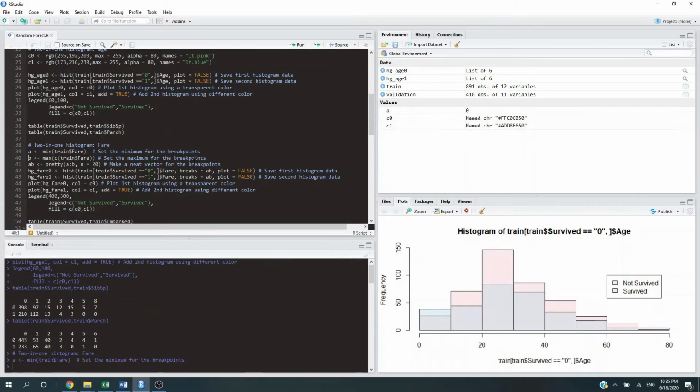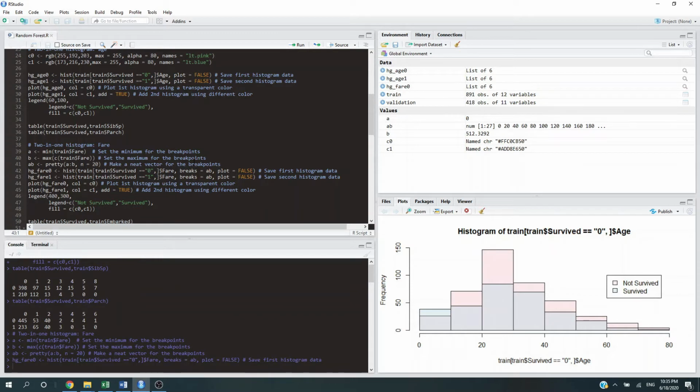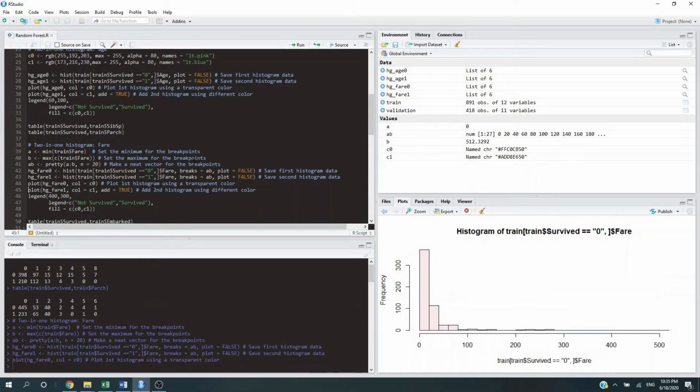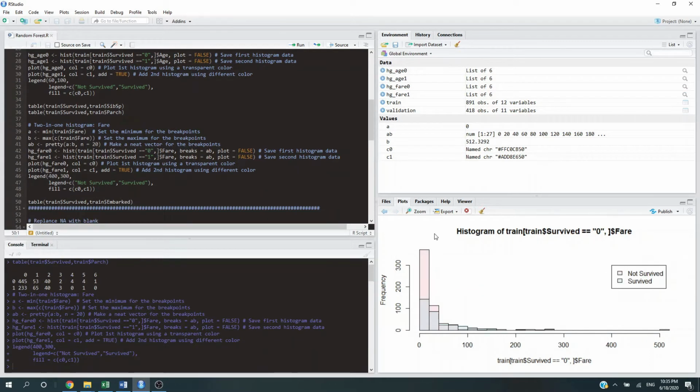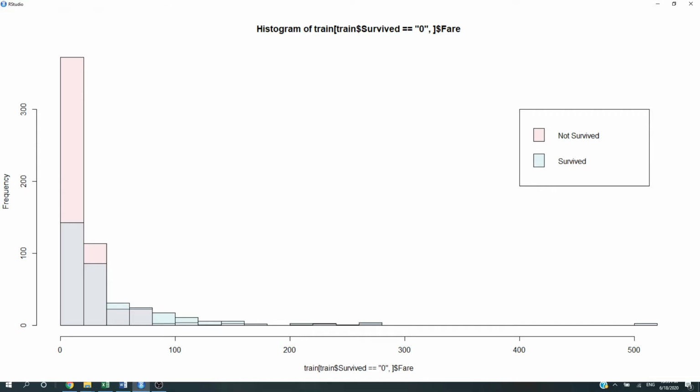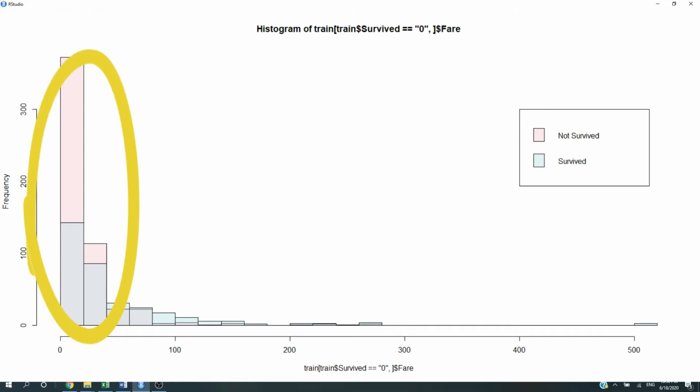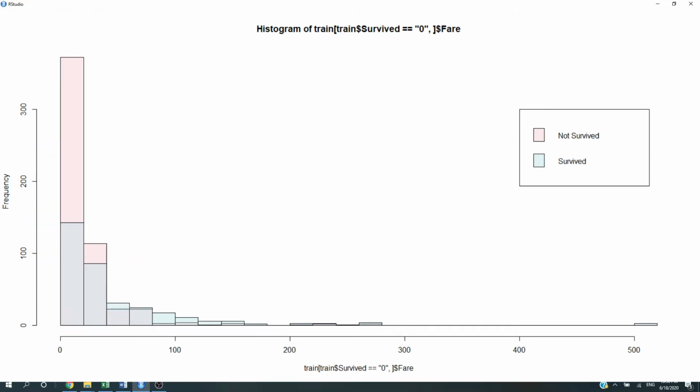Alright, next, another histogram side by side reflecting the relationship between your fare amount and whether you survive. The horizontal line is your fare amount. As we can see here, there are some outliers, but we don't treat outliers in this episode. As expected, the majority of people pay a very low amount. The higher the amount you pay, the chance of your survival is higher, just by a tiny little bit.